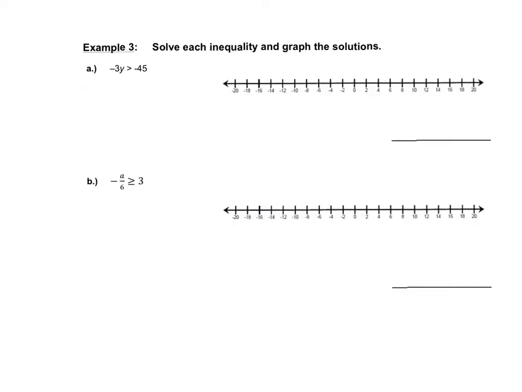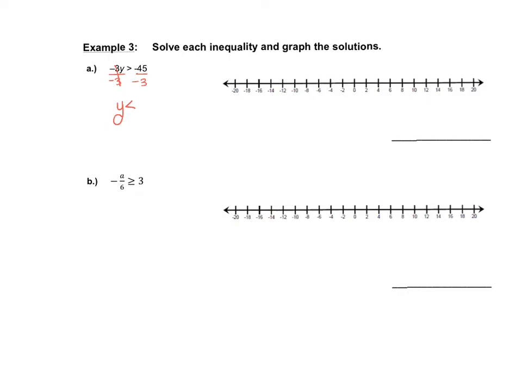Example 3, here's where we're going to flip some inequality signs, or reverse the inequality signs. Okay, so negative 3y, I already know I'm going to reverse because the coefficient, the negative 3, is negative. So to get rid of the negative 3, since it's multiplication, we divide both sides by negative 3, just like we would with an equation. But because we divided both sides by a negative, I'm going to flip the direction of my inequality sign. Instead of greater than, it is now a less than.